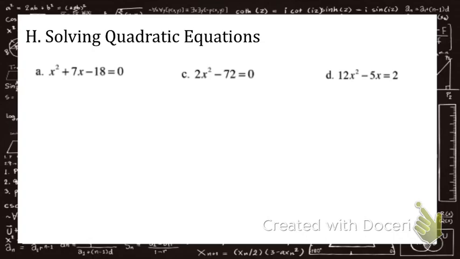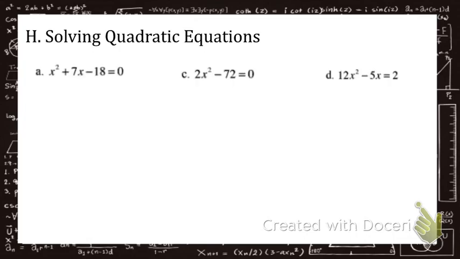To solve these quadratics, we're going to factor the first one. The first one factors to (x plus 9)(x minus 2). So my two solutions are x equals negative 9 and x equals positive 2.